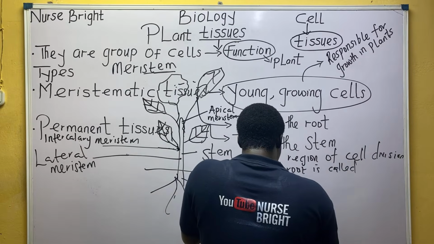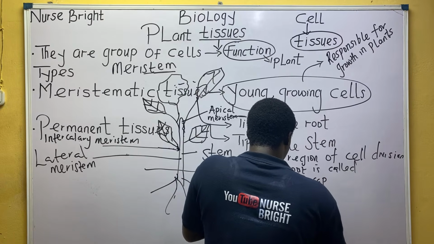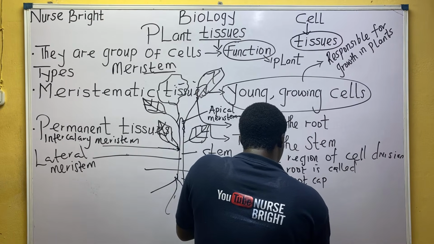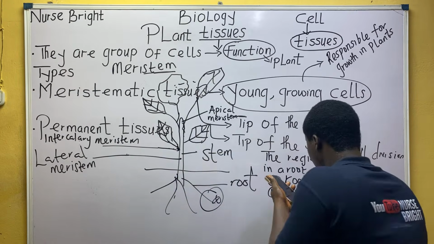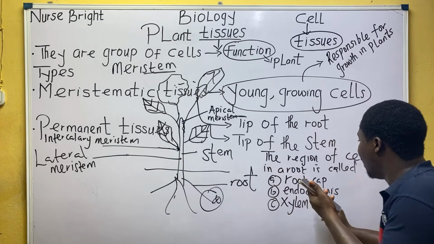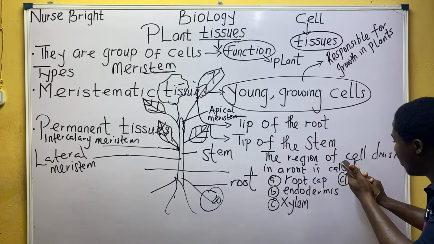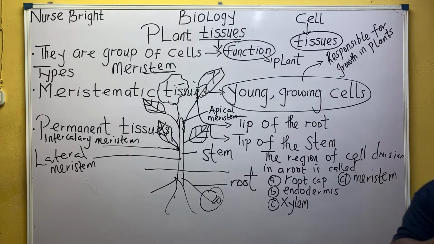Option A, they said root cap, just relax. Option B, they said endodermis. Option C, they said xylem. And option D, they said meristem. Everybody, what do you think will be the answer to this cheap question on the board?